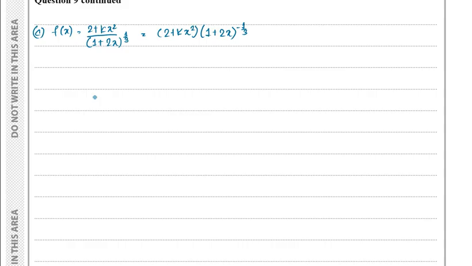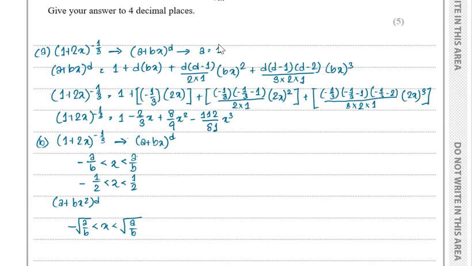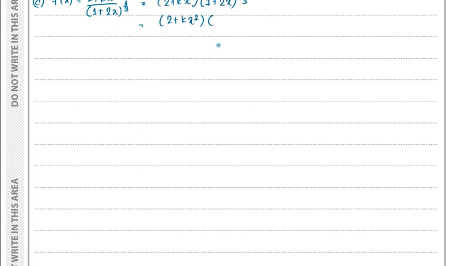If you look at this, 1 plus 2x to the power minus 1 by 3, we have already expanded this before. So this would be 2 plus kx squared, and 1 plus 2x to the power minus 1 by 3 we know is 1 minus 2 by 3 x plus 8 by 9 x squared minus 112 by 81 x cubed. Let me look it up from my notes, it would be quicker.